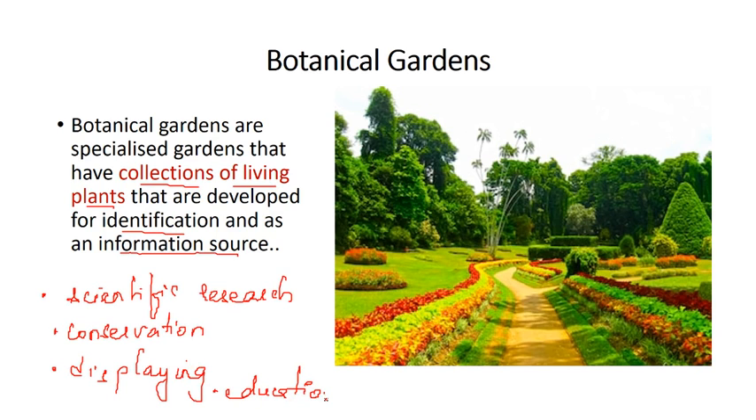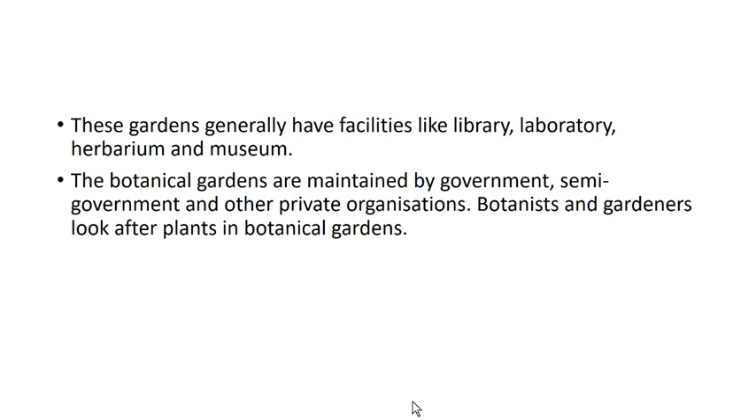Okay, so a botanical garden is a collection of a large number of living plants, and these plants are grown here for scientific research, for the conservation of plants, for display to attract tourists, and for education. These gardens have facilities like a library, laboratory, herbarium and museum. They are maintained by the government, semi-government and other private organizations. Botanists and gardeners look after the plants in the botanical garden.